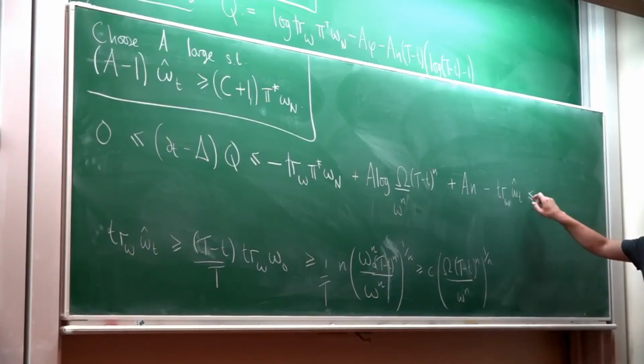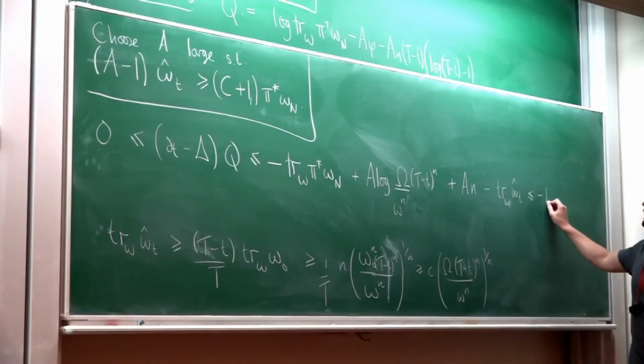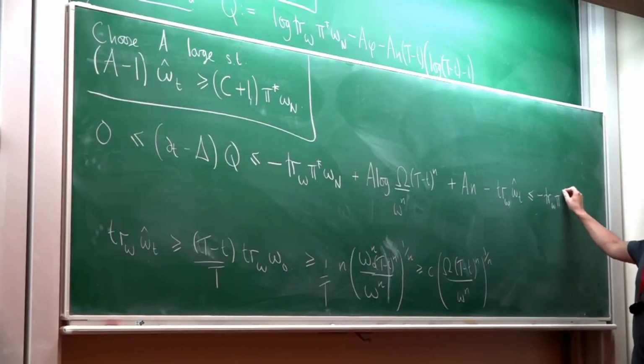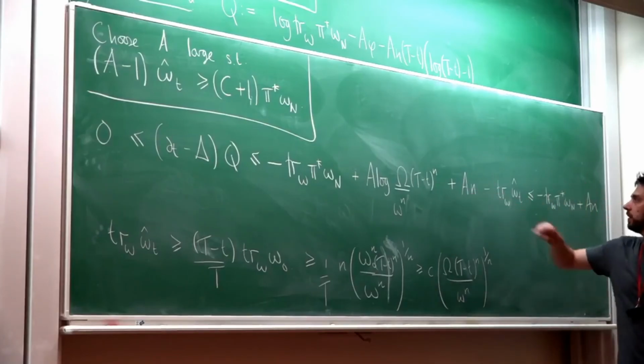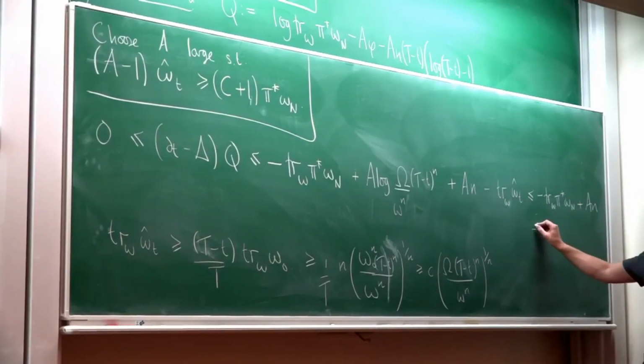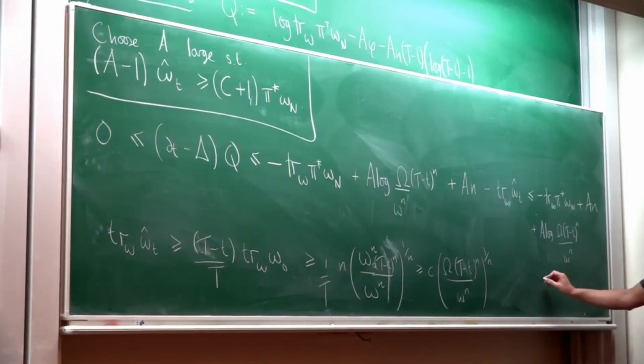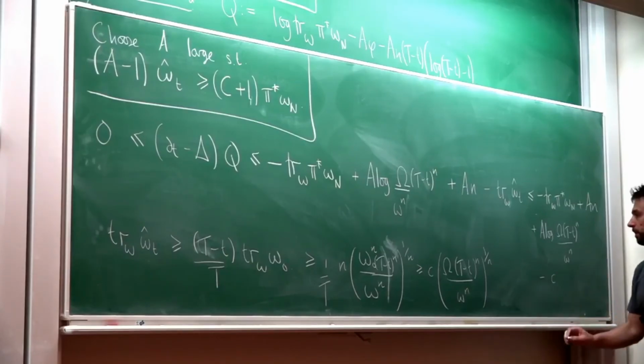So now this tells me that this thing is bounded by minus trace, let's write the same thing again, omega n plus the an. I don't care about the an, it's just some constant. And then I have plus a times log of this guy over omega to the n. And then minus the small constant, which is uniform, times the same thing to the power 1 over n.